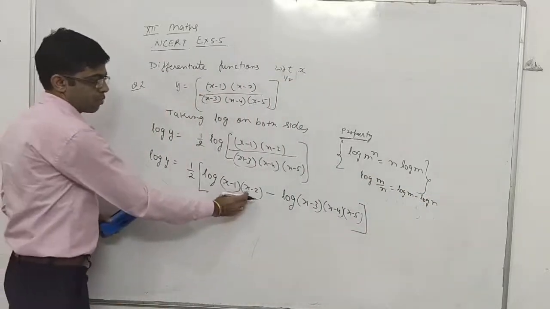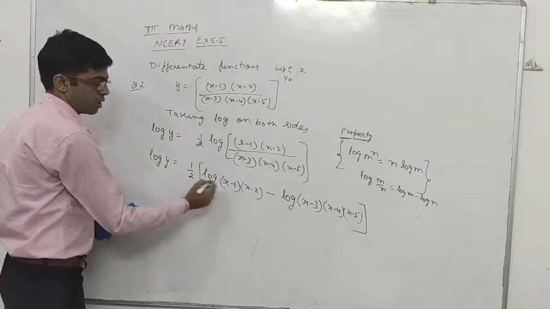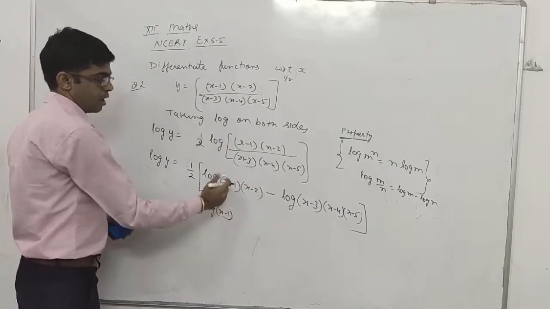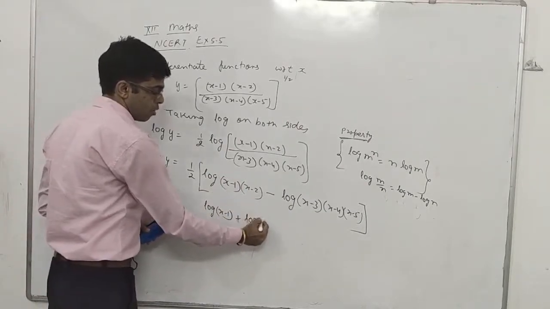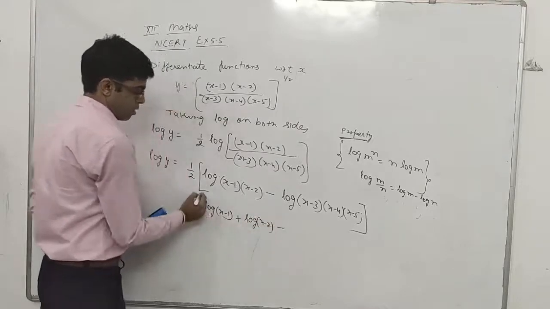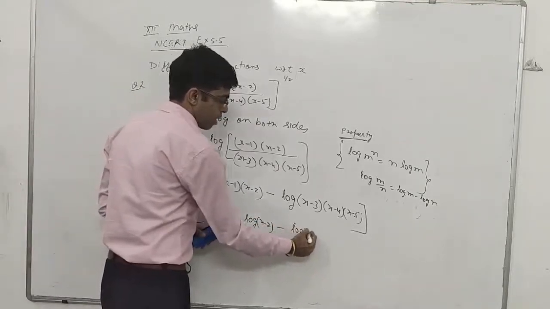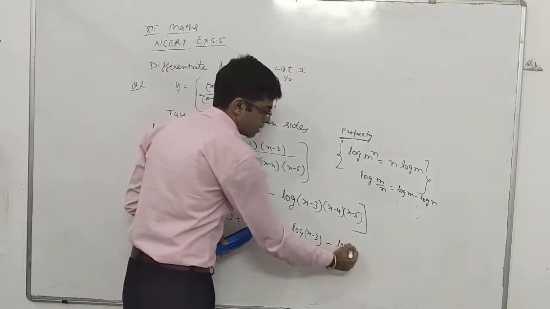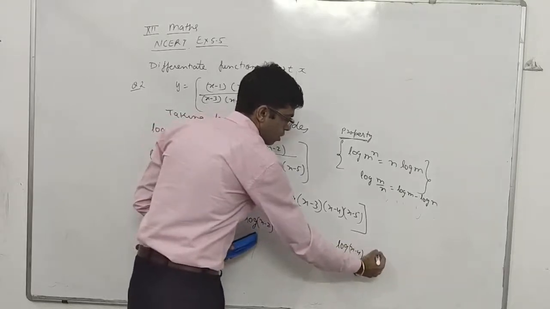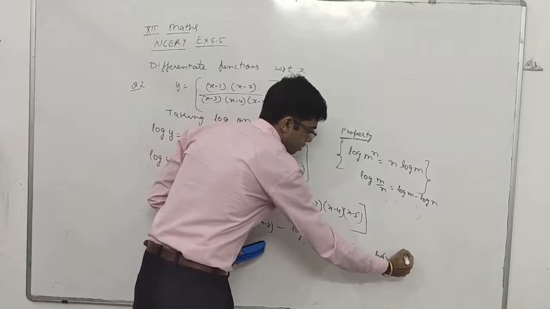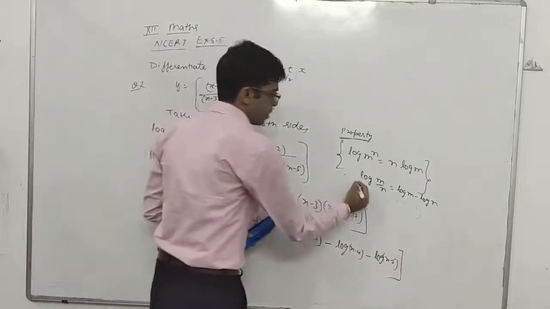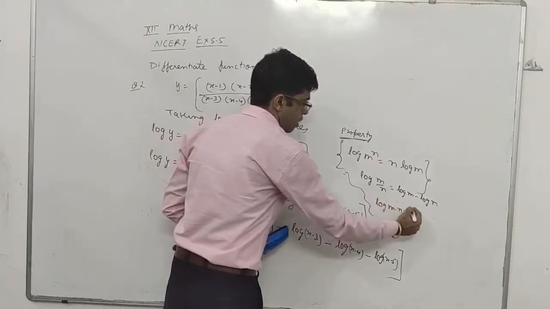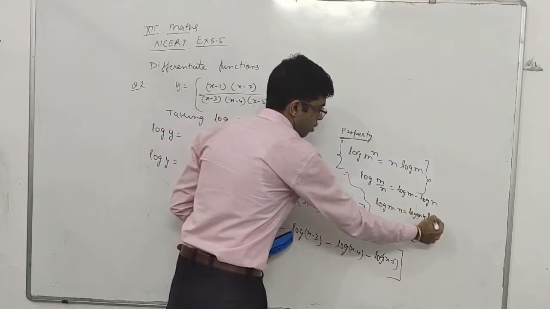Still there is a product inside the log, so we can further use one more property: log of x minus 1 times x minus 2 is log m plus log n, then log x minus 3. Here there is a minus sign, so minus will come with log x minus 4 and log x minus 5. Using the property log m into n is log m plus log n.